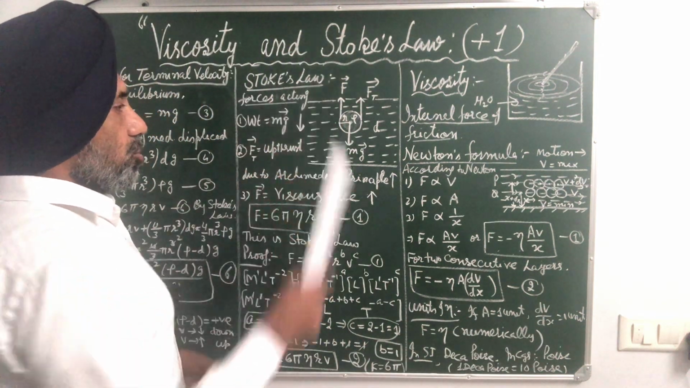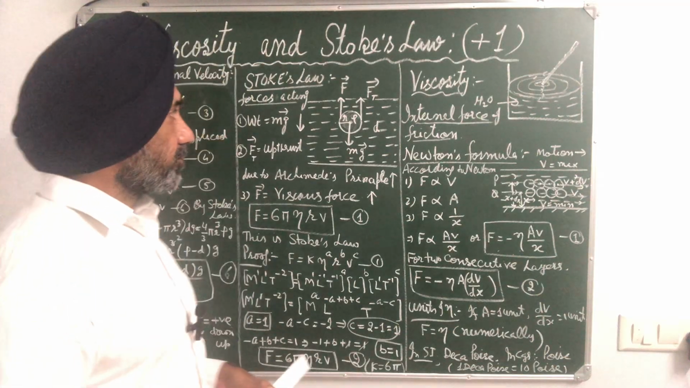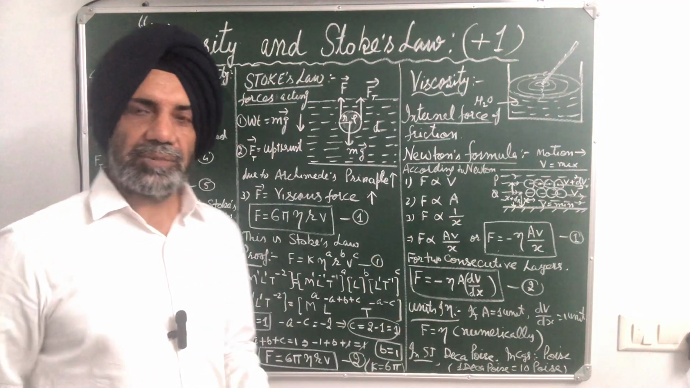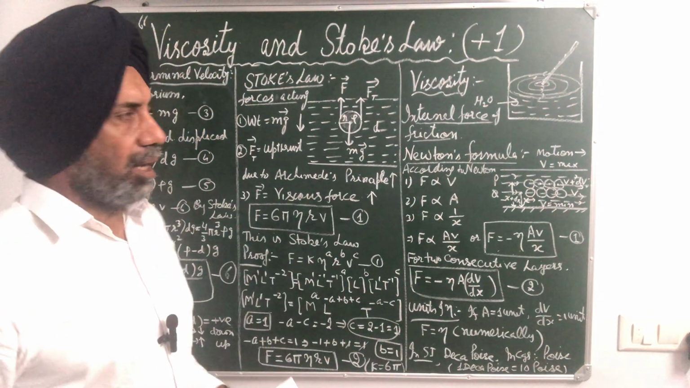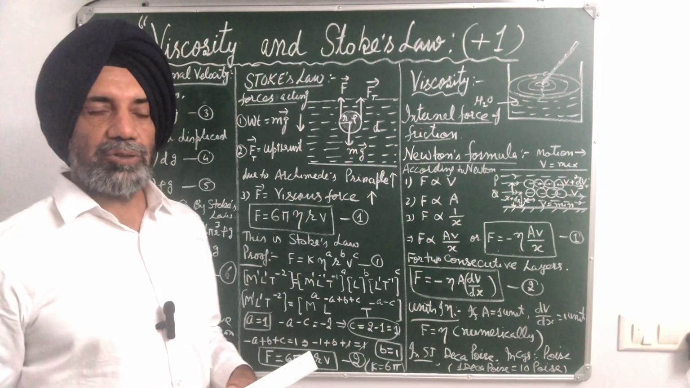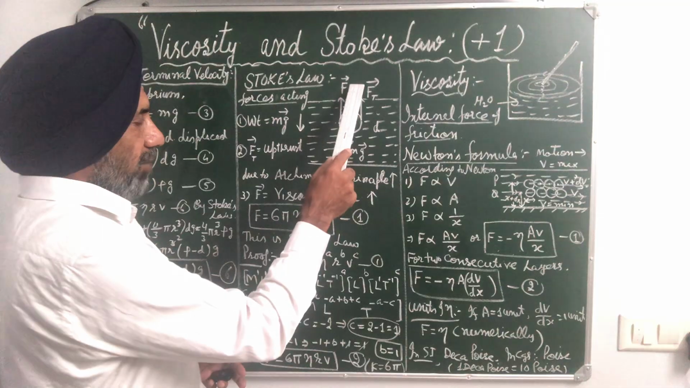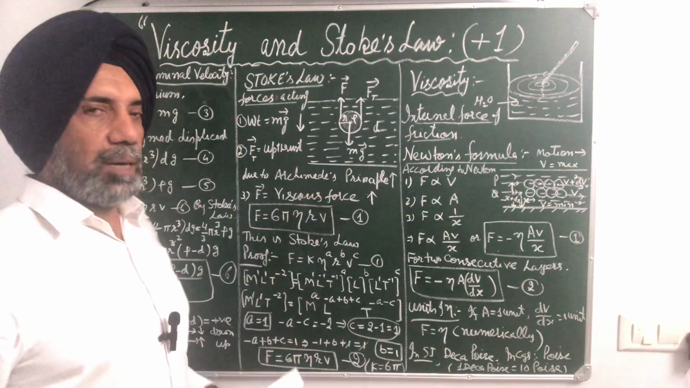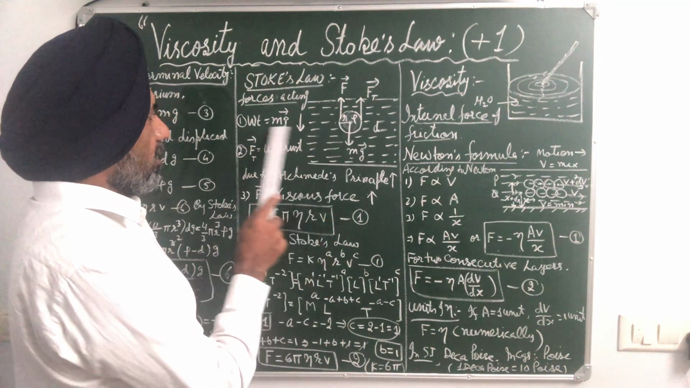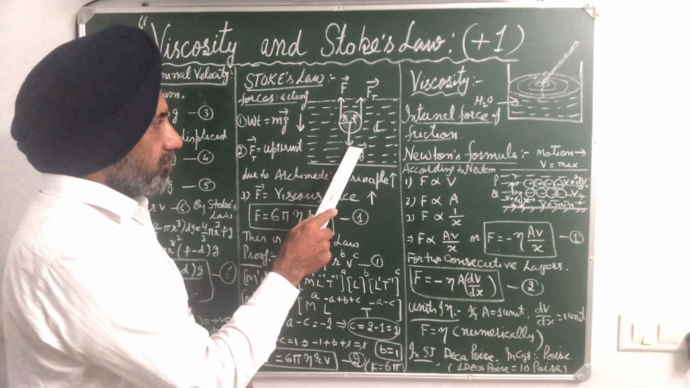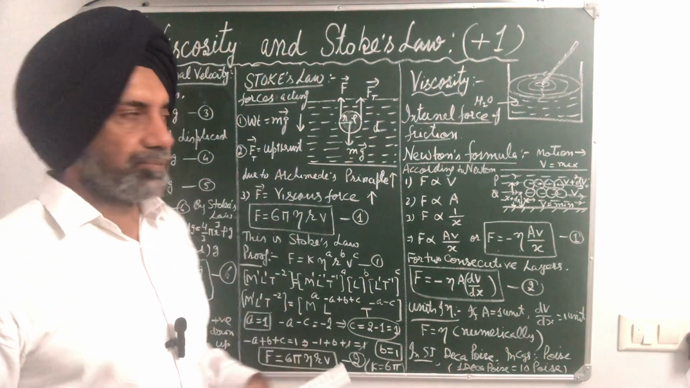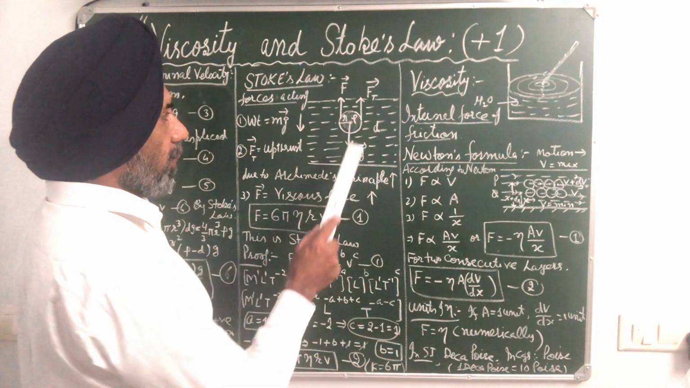Then we come to Stokes' law related to viscosity. Now suppose we have a medium, say air or water, anything, of infinite extension. Let a spherical body be dropped into the medium. Then when it comes down, what are the forces acting upon the body? Three types of forces are acting upon the body. Number one, weight mg, acting vertically downward, which is equal to the weight of the body, volume into density of the body into g.